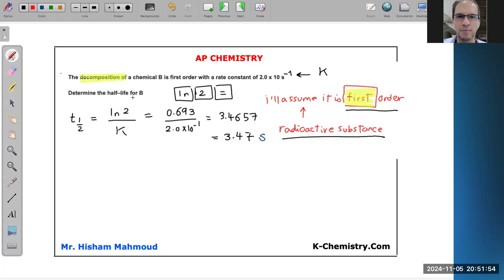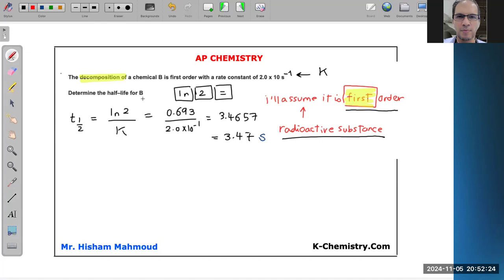Determine the half-life of B. The T half is equal to ln 2, which is 0.693, divided by K, and I'm given K as 2 multiplied by 10 to the power of -1. So just divide this by this, you will get 3.4657, and with 3 significant figures, or 2 significant figures, it's only 3.47 or 3.5 seconds. So it takes 3.5 seconds for my concentration to drop by half for this substance.